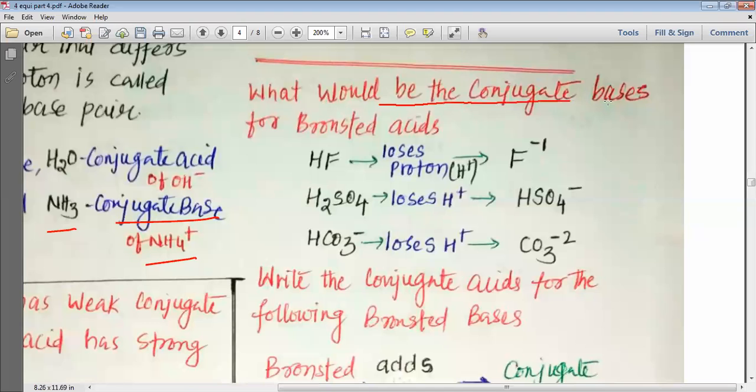What would be the conjugate bases for the Bronsted acids HF, H2SO4 and HCO3−? So we want to find out the conjugate base for these species. My dear students, to obtain the conjugate base, we will have to remove the hydrogen ion H+ from them. You can see that these two species are neutral. So when you remove the positive charge from them, you will get the negative charge.